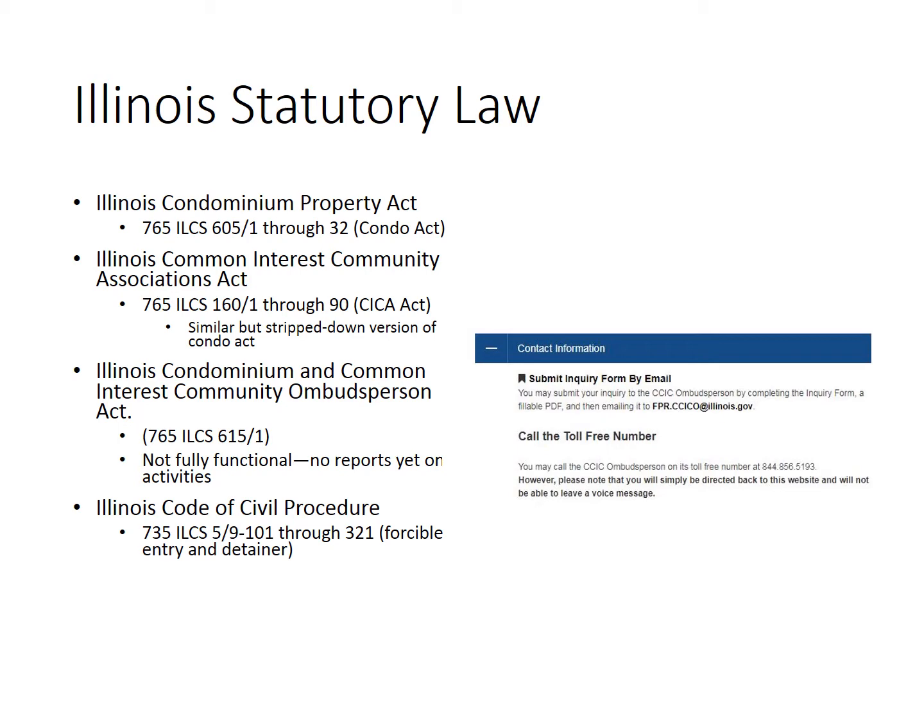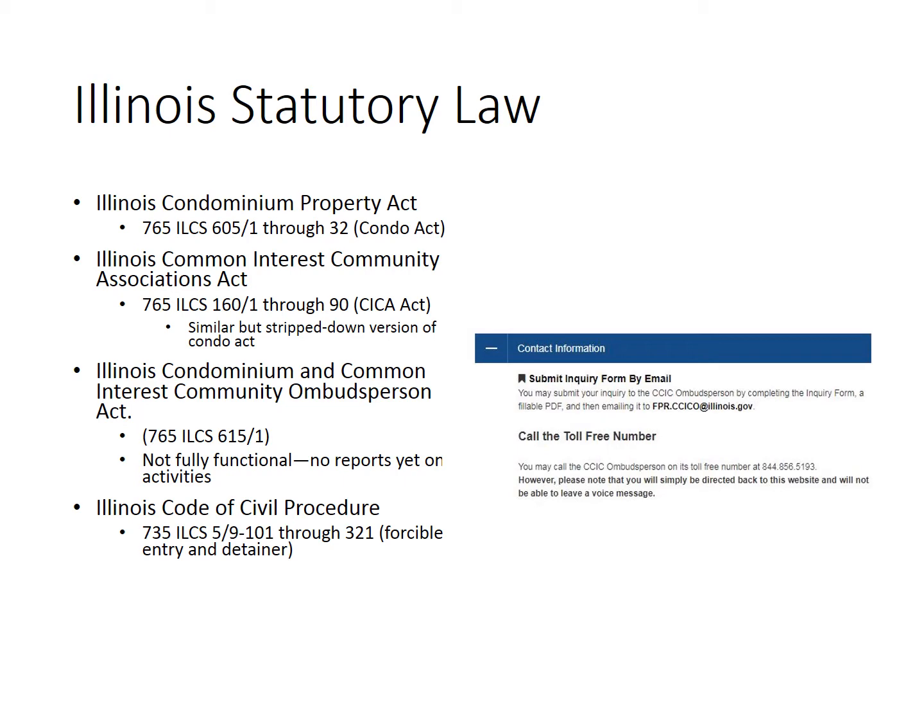First is the Illinois Condominium Property Act, and that is what I'm going to go through with you today in some detail. And the citation is there on your slide. Second is the Illinois Common Interest Community Associations Act, which covers homeowner associations, in other words, non-condominium community associations. Now, I'm not going to go through that one in the same detail. It's shorter, it's similar, it has similar provisions in it. It is essentially a stripped down version of the Condo Act made more applicable to non-condo associations.